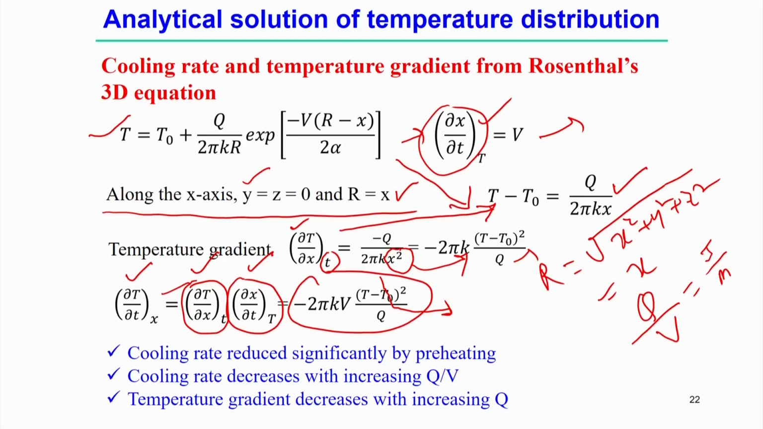Increasing the q by v value means either increasing the heat input or decreasing the velocity. Therefore, another conclusion is that the temperature gradient decreases with increasing q. Here we can link this equation, and we find that if we increase q, then the temperature gradient also decreases.